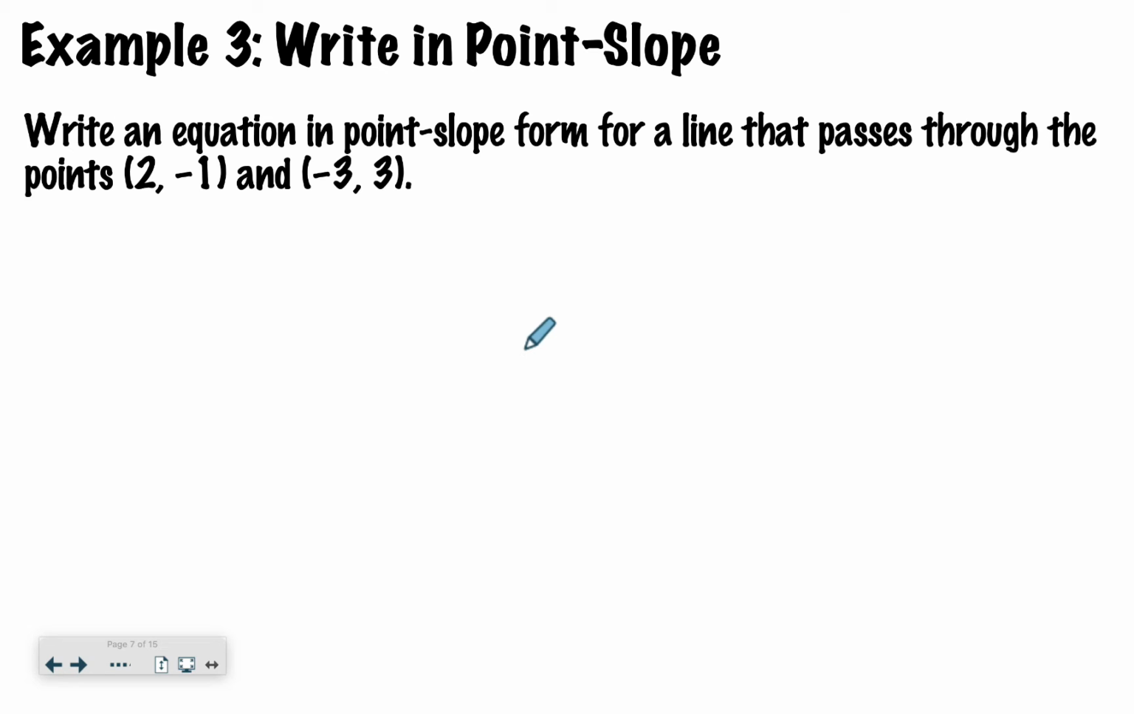So now, what if I give you 2 points instead of the point and the slope? Well, it just means that you have one more step. So your first step is going to be to find the slope.